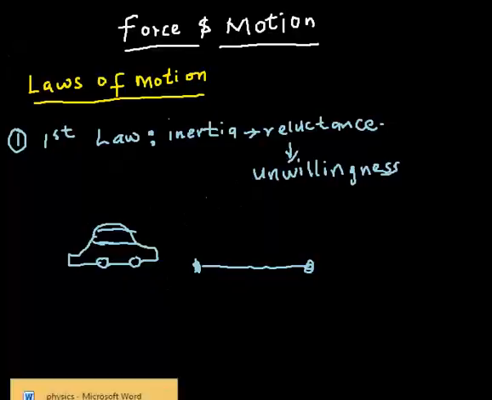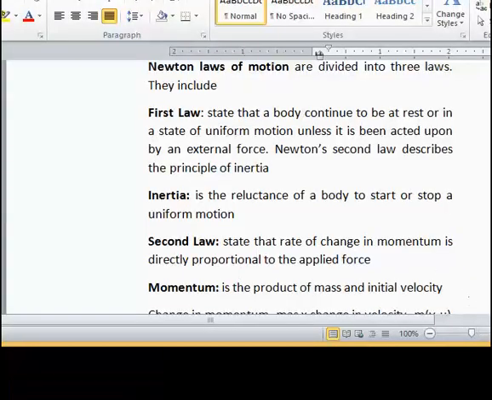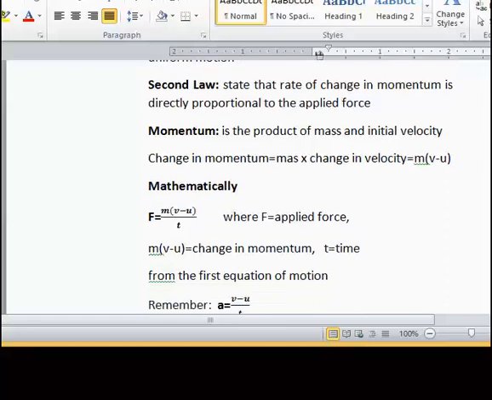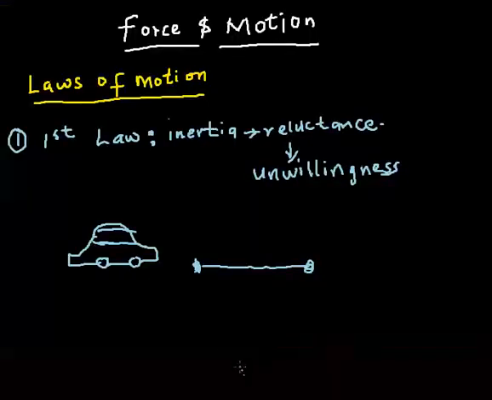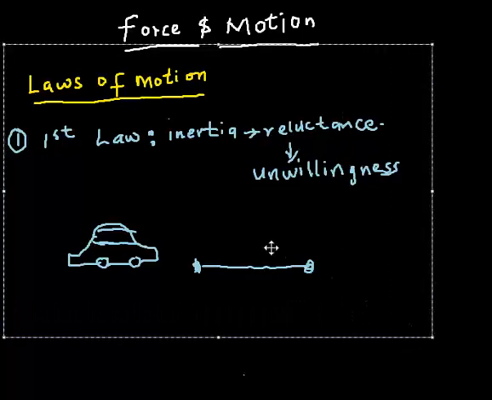Now let's look at Newton's second law. Newton's second law states that the rate of change in momentum is directly proportional to the applied force. For us to understand this, we should first ask ourselves, what is momentum? In physics, momentum is the product of mass and velocity, and it is a vector quantity.